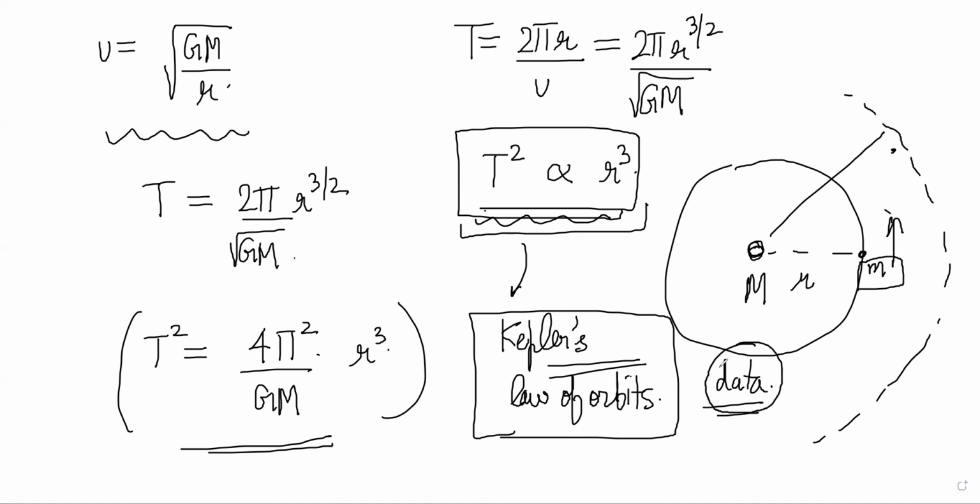At that time it was totally unbelievable, and it is a remarkable thing that he was able to look at the positions of stars or planets in the sky over years and years, and from the data he was able to predict that this is the relationship. Post Newton it is easy to see why. So that is one law of Kepler.